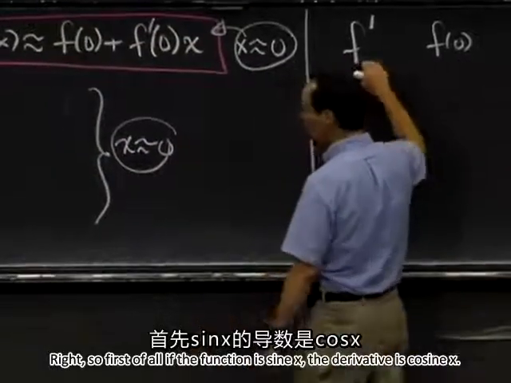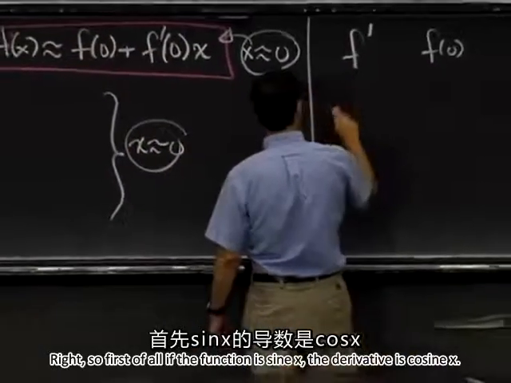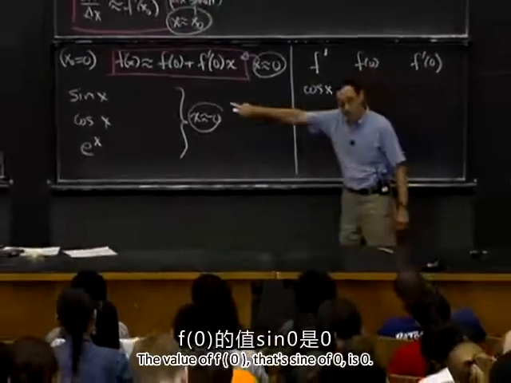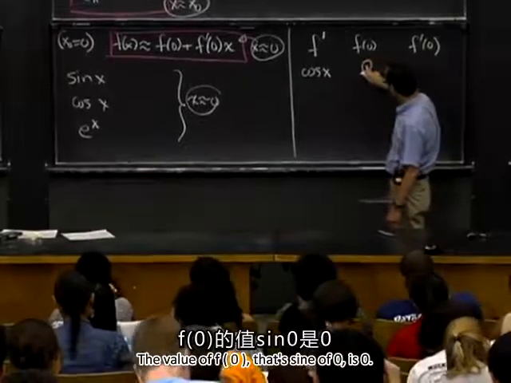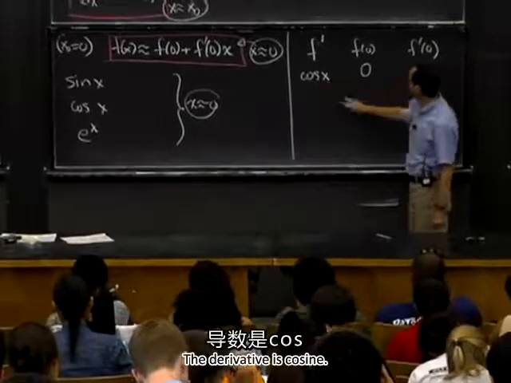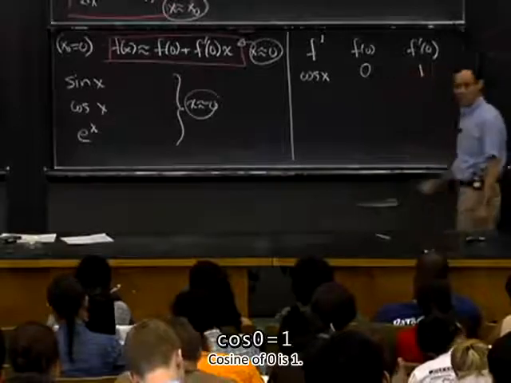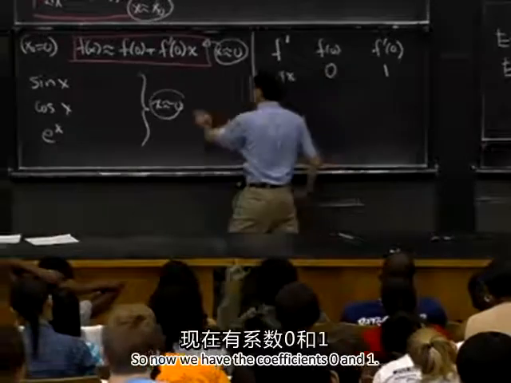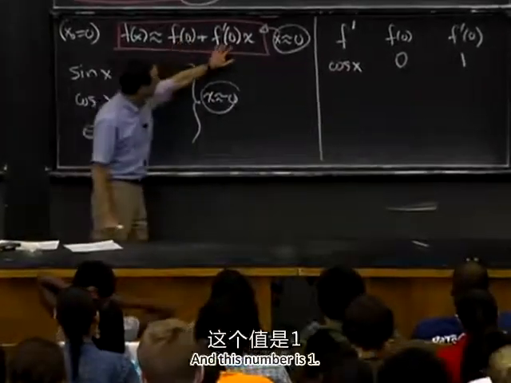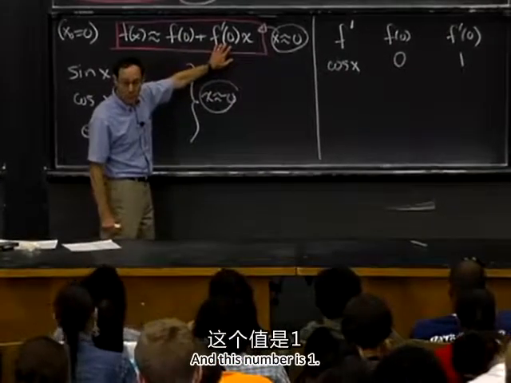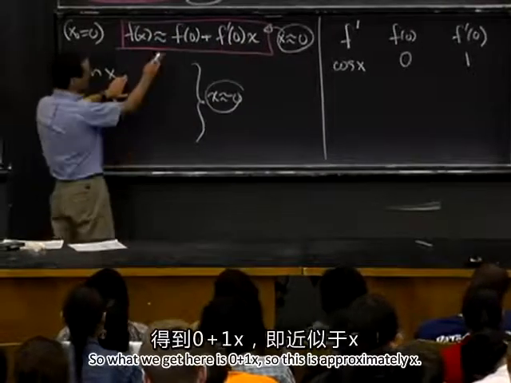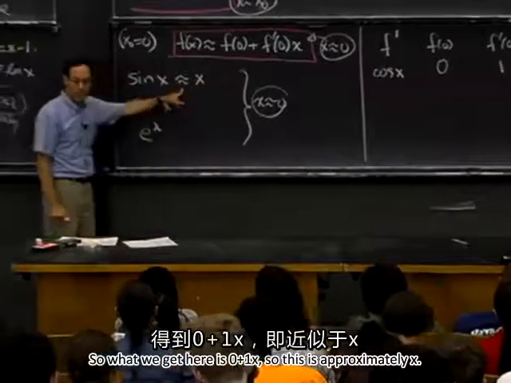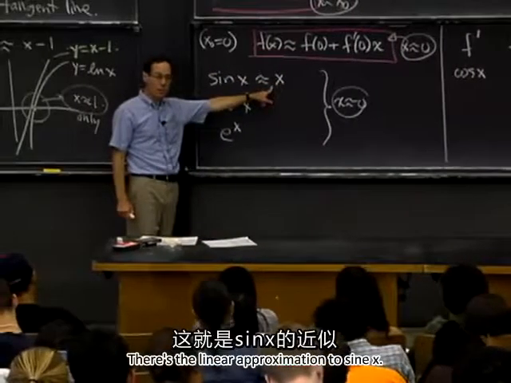All right, so first of all, if the function is sine x, the derivative is cosine x. The value of f at 0, that's sine of 0, is 0. The derivative is cosine. Cosine of 0 is 1. So there we go. Now we have the coefficients, 0 and 1. So this number is 0, and this number is 1. So what we get here is 0 plus 1 times x. So this is approximately x. All right, there's the linear approximation to sine x.